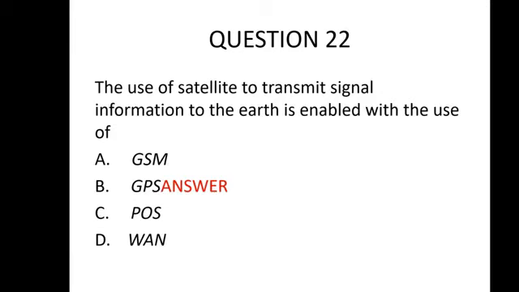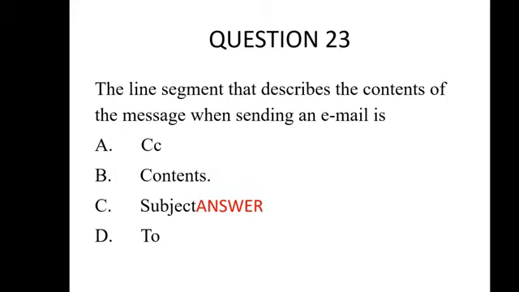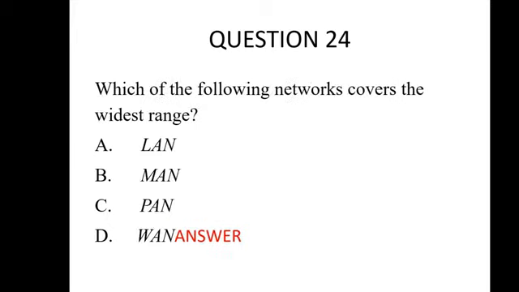The use of satellite to transmit signal or information to the earth is enabled with the use of GPS. The line of segment that describes the content of message when sending an email is the subject. The content contains the body. Which of the following network covers the widest range? That's wide area network.